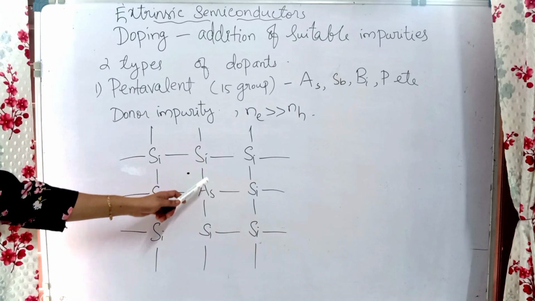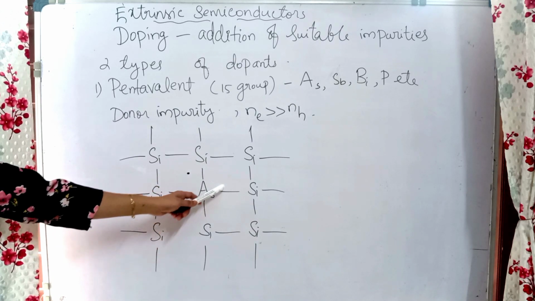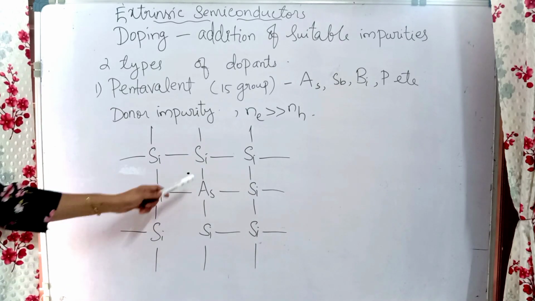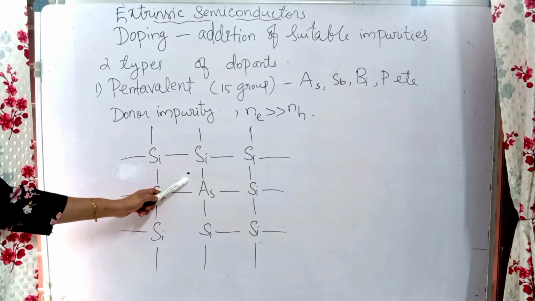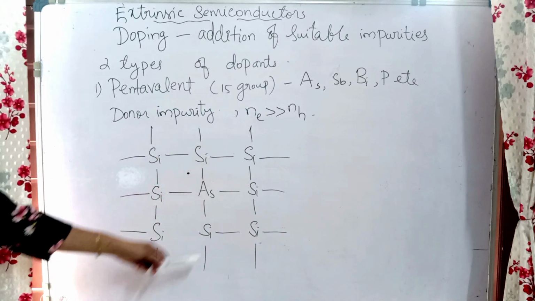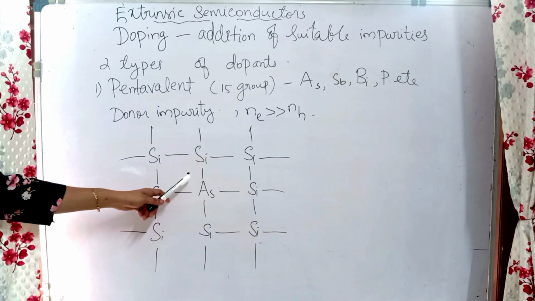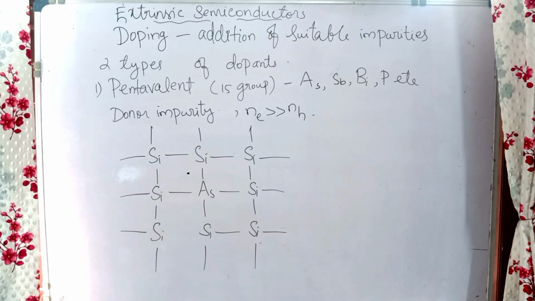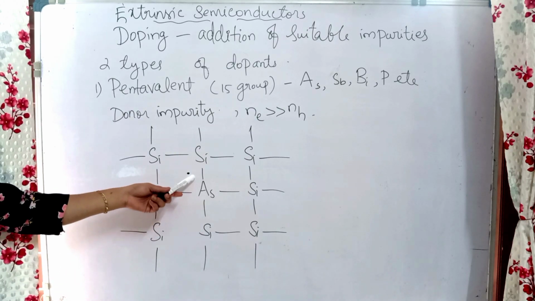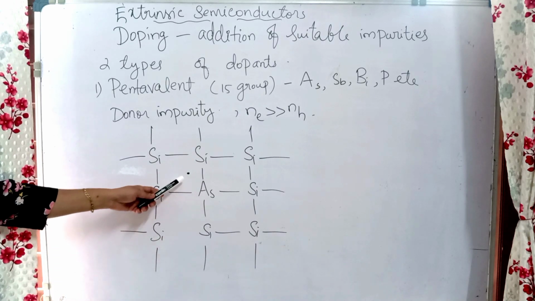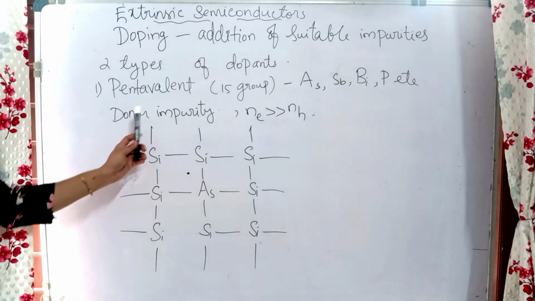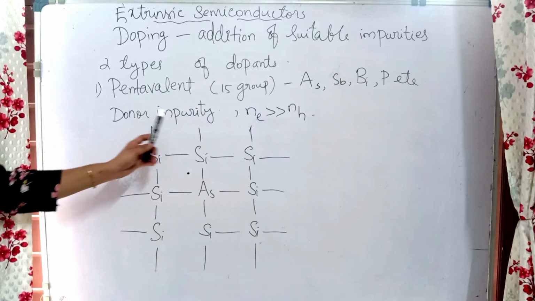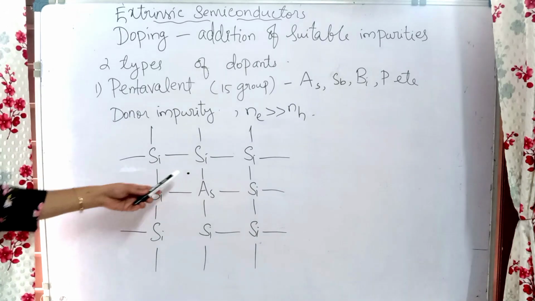What will happen here? 4 electrons will be shared with the neighboring atoms, so 1 electron is free. That electron will be free to move inside the crystal, so it will move inside the silicon and conduct. Even when the temperature is 0 Kelvin, it will be able to conduct. That is why we call this impurity a donor impurity, because it is donating 1 electron.